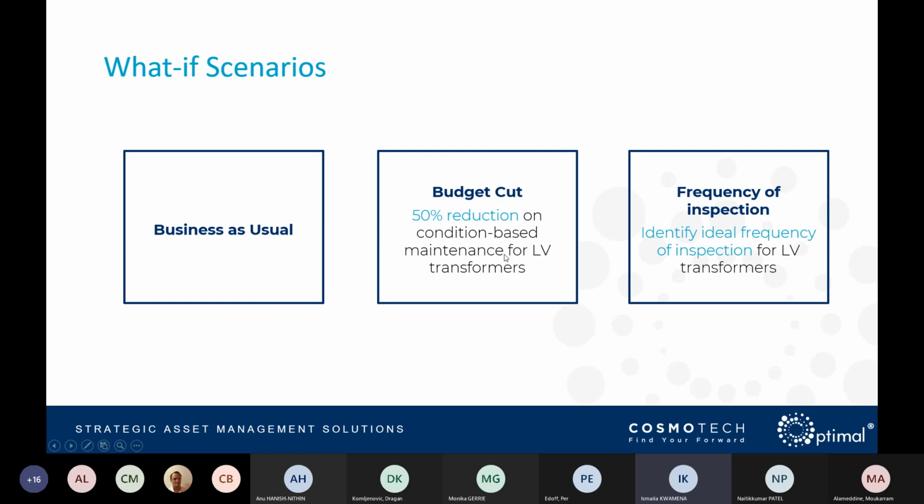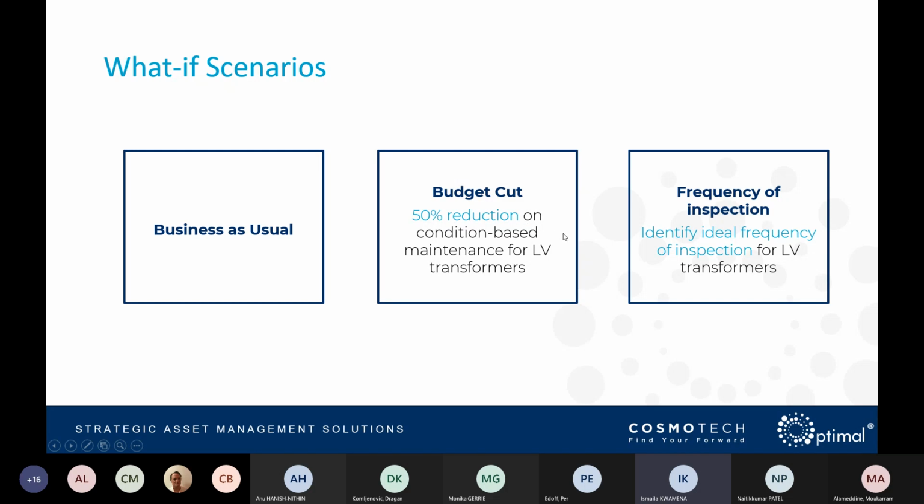In the first scenario, we applied a budget cut to the condition-based maintenance activities being performed on the low voltage transformers. In the second scenario, however, we are trying to find the ideal inspection frequency. So we reduce the inspection frequency on the same set of low voltage transformers from yearly to every 5 years. All these scenarios are simulated over a period of 40 years to understand both their short and long-term impact.